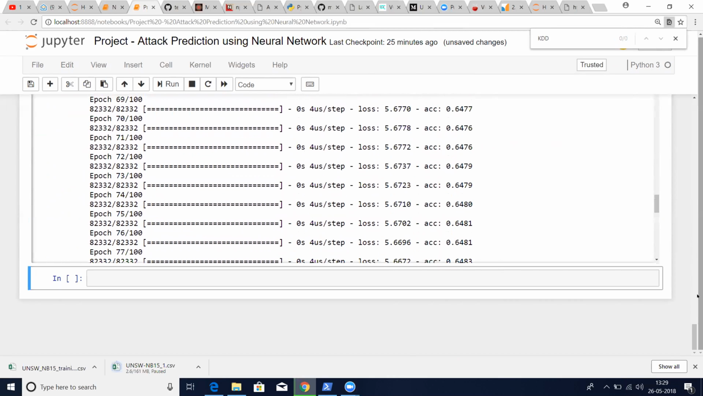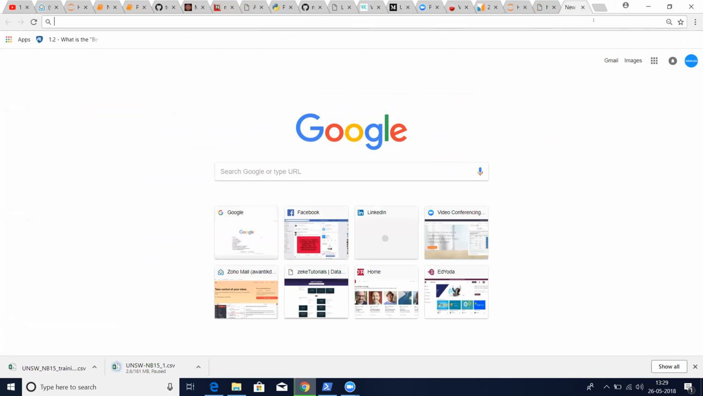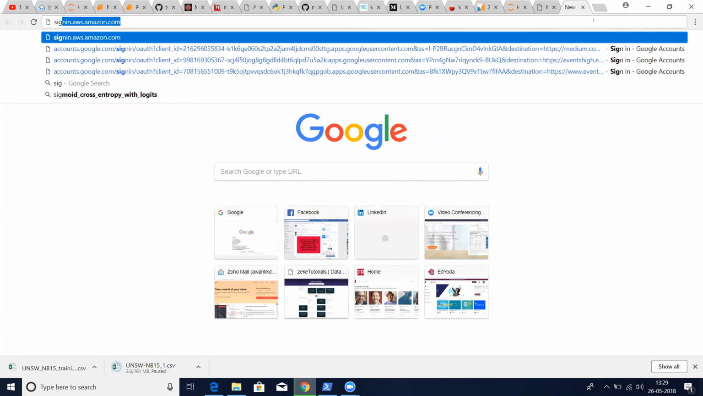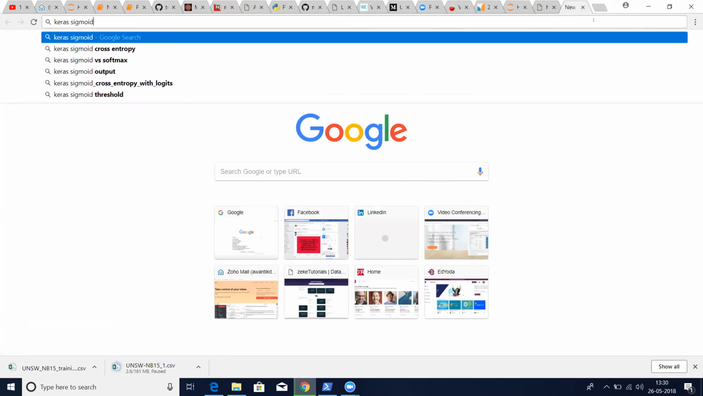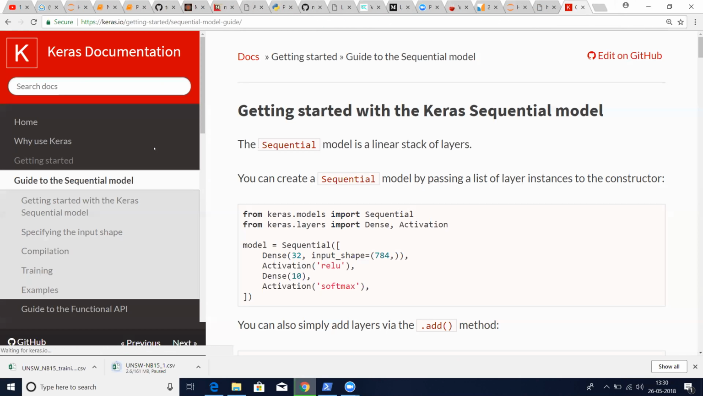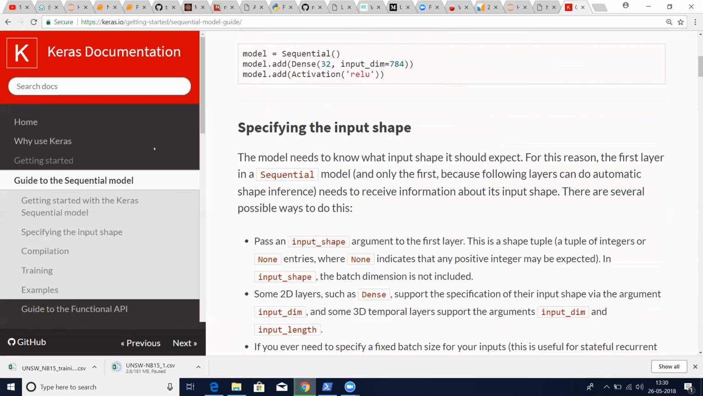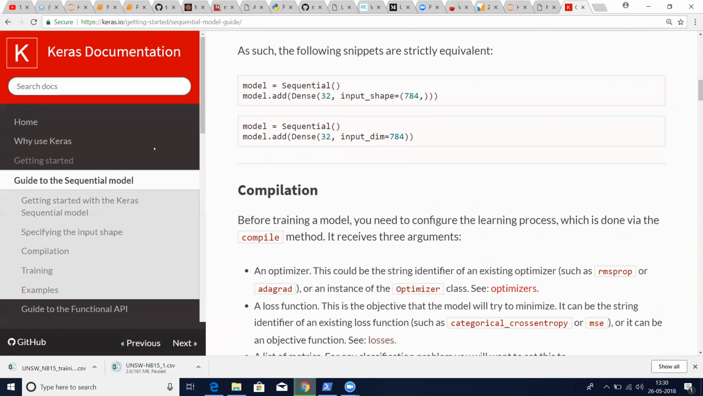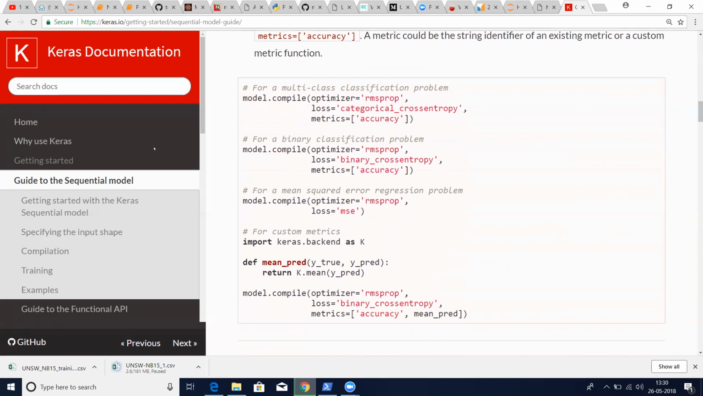Suppose this is with SGD, and this is categorical cross entropy. You have two classes. So in the case of two classes, what you can do is use this optimizer, RMSprop.